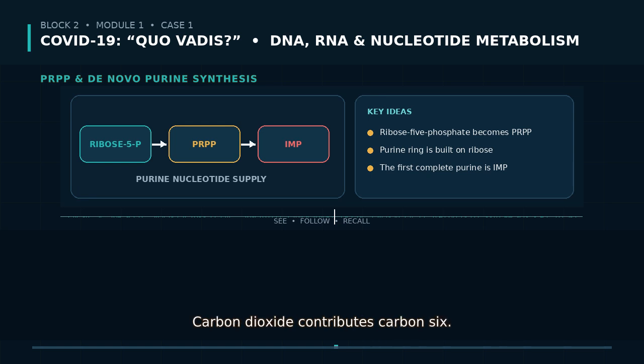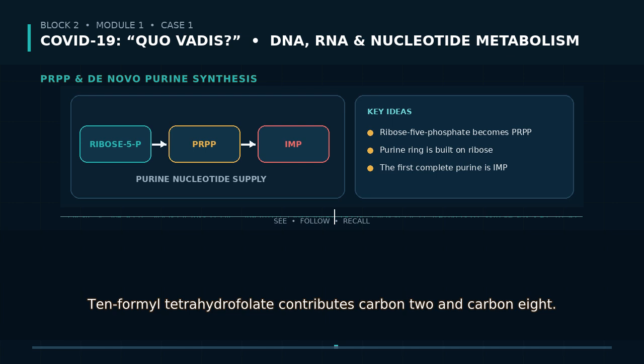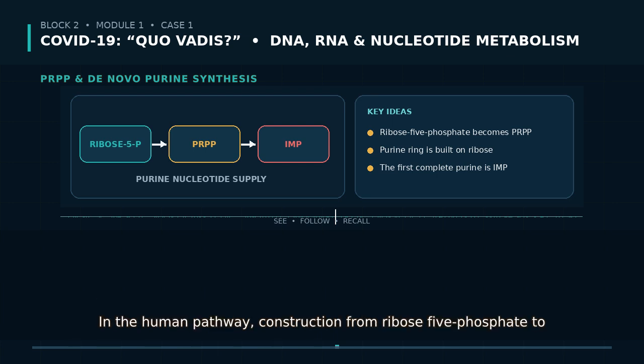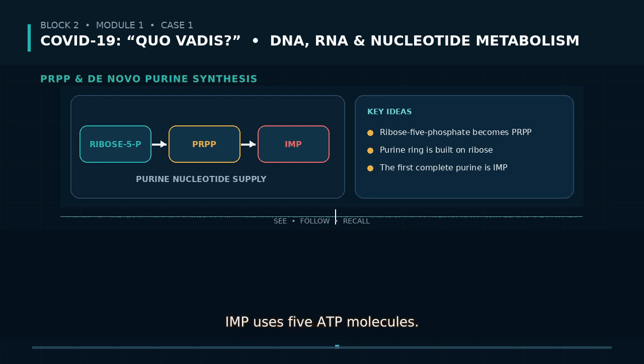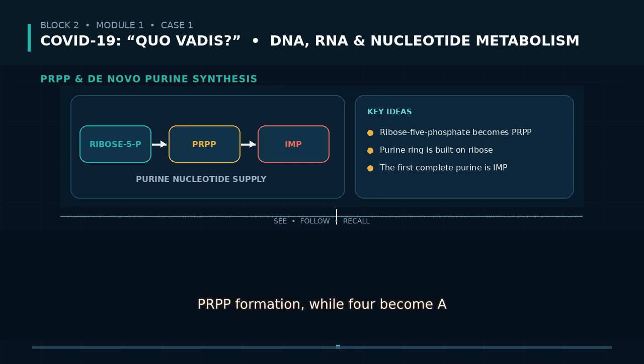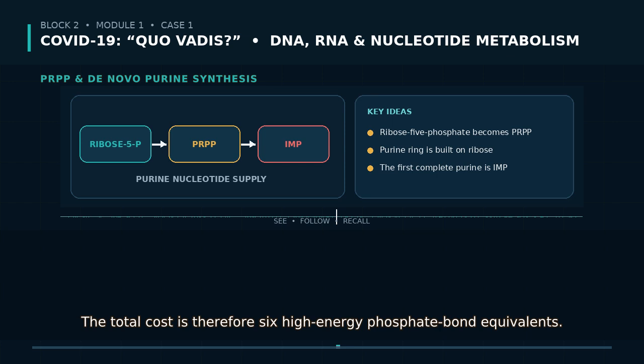Ribonucleotide reductase acts on ribonucleoside diphosphates, not directly on monophosphates or triphosphates. It reduces the 2' hydroxyl group of ADP, GDP, CDP, and UDP to produce the corresponding deoxyribonucleoside diphosphates. These can then be phosphorylated to the triphosphate forms required for DNA synthesis.